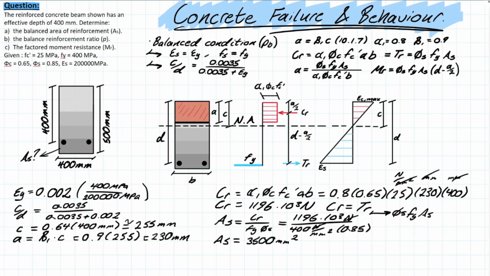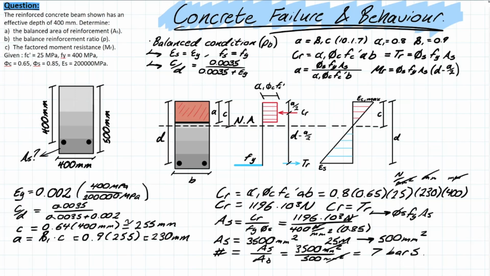And if you wanted to find out how many bars we would need to fill this reinforcing arrangement, we can use a 25M bar, where the area of the bar is approximately 500 mm squared. So the number of bars is simply going to be As over the area of the bar. That's 3,500 over 500, which leaves us with about 7 bars. So that's your first answer for the area of steel required for the balanced condition. Let's move on to the reinforcement ratio for the balanced condition and the moment resistance.